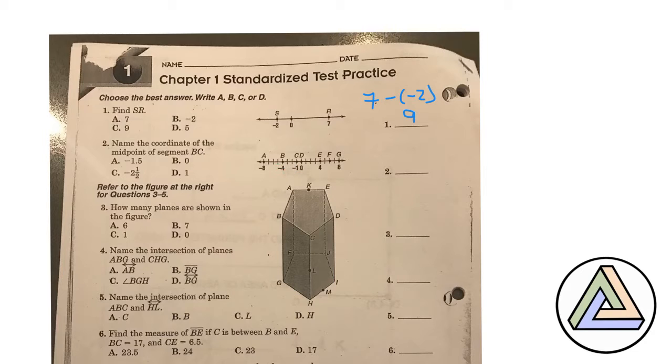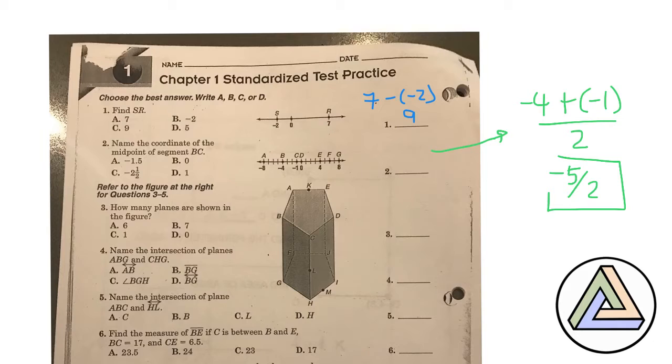Next, name the coordinate of the midpoint of BC. Well, BC is right here. If you want to find the midpoint, that's a little bit different. You take the two numbers involved, in this case B and C, so it's -4, and you add the other number, which is -1, and then you divide the result by 2. That's going to be -5/2, and if you went through the motions, you would realize quickly that that is C. So this one's C also.